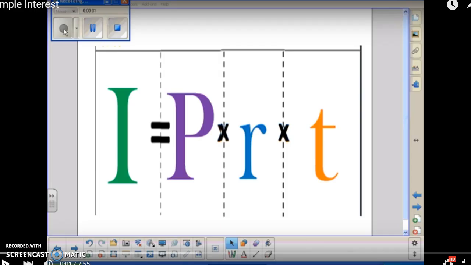Okay, so we talked about simple interest this past week. So today we're going to continue to talk about simple interest a little bit. We're going to introduce the formula for simple interest. The formula is I equals P times R times T.